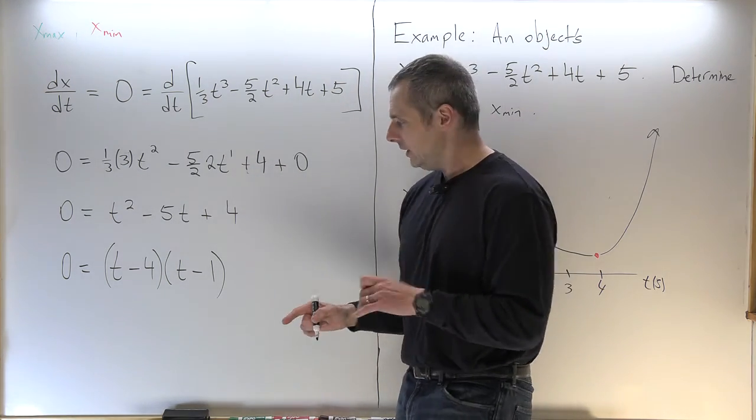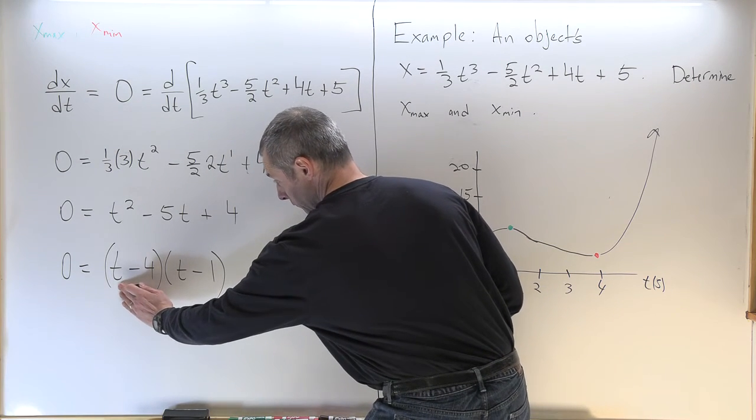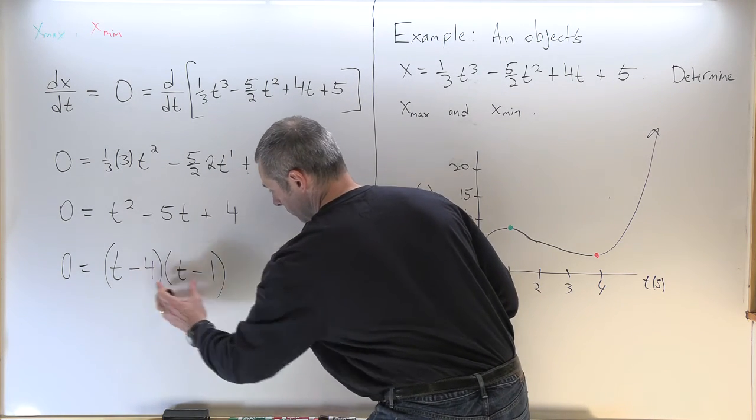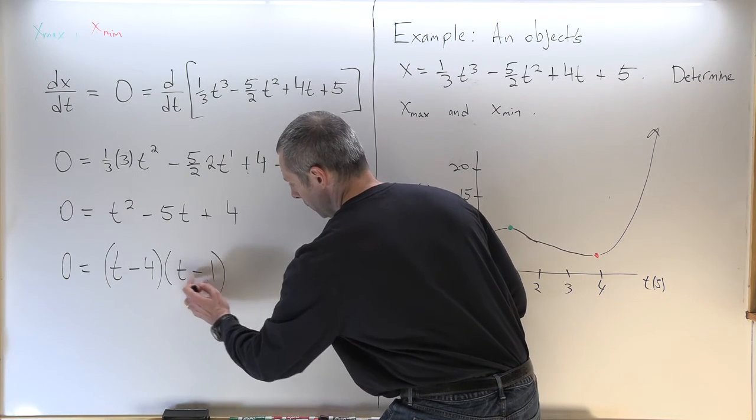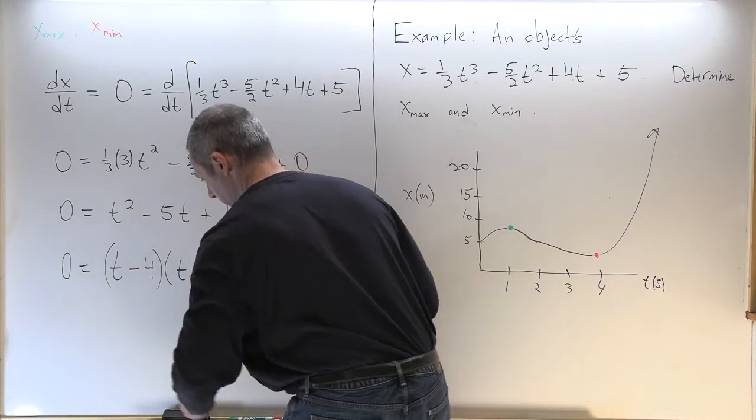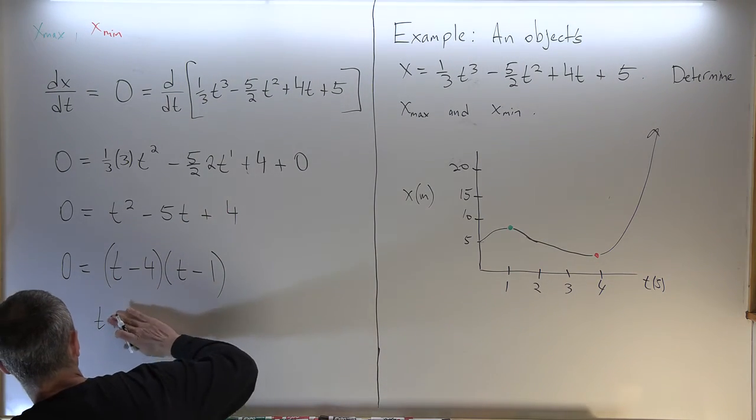And then what we see is, when is this function 0? Well, one possibility is t equals 4 seconds, and we have 4 minus 4, 0 times something is 0. And the other possibility is t is 1 second, and we have 1 minus 1 here, 0 equals 0. So 1 is t. Well, let me leave a little space.